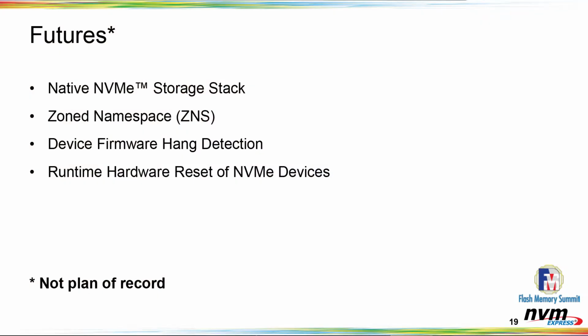The second thing that we're looking at is zone namespace. If we look at applications today, there are a lot of applications that are generating append-only writes. For these types of applications, it's beneficial to have an NVMe device that's optimized for that usage.